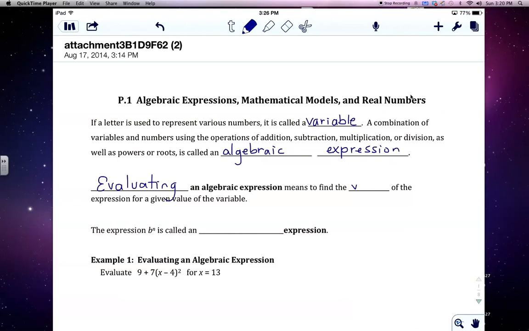Find the value of the expression for a given value of the variable. Later on we'll be talking about evaluating an expression, and sometimes students will not understand the directions on a test or in the homework. When it says to evaluate an algebraic expression, notice how the word value is inside that word. So you're going to put a value in and you get another value out. That's how I tell students to remember that.